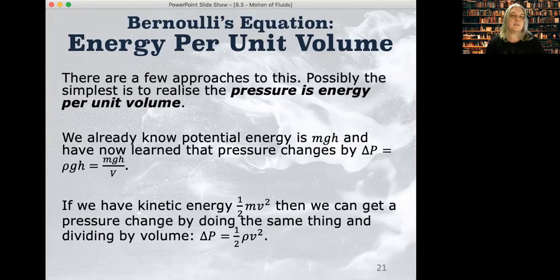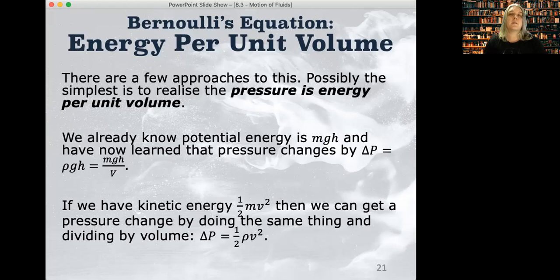So think about the potential energy given by a height h. We know that that is just mgh. Hopefully we all remember that potential energy is mgh. And we've already seen that the change in pressure is given by density times gravity times height. So we've got mgh for potential energy and rho gh for pressure. So they're very similar, right? The only thing we need to do is divide our mass by volume. So if we take our potential energy, mgh, and divide it by volume, we get our pressure. So that means we've got an energy divided by a volume to get our pressure out.